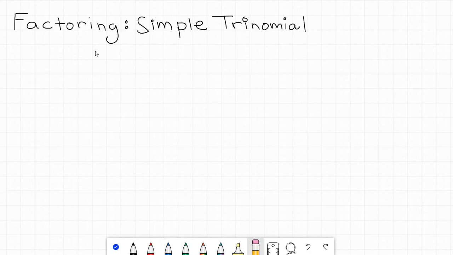Factoring is a concept that tends to give students a little bit of trouble. It's generally introduced in grade 10, but it is a very useful mathematical technique that is important into grade 11, 12, and even into university mathematics. You will often need to utilize factoring.